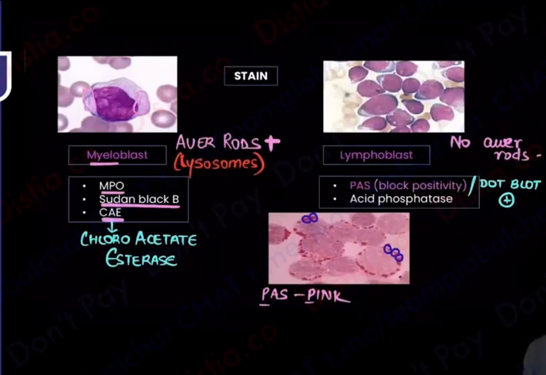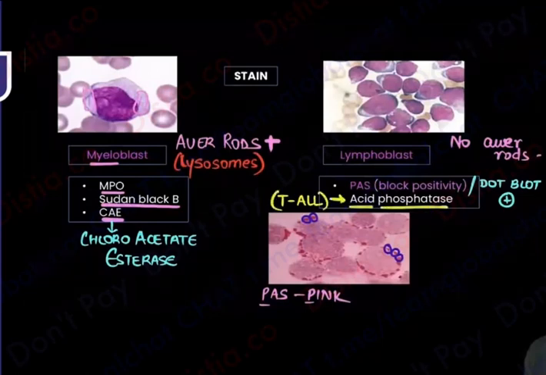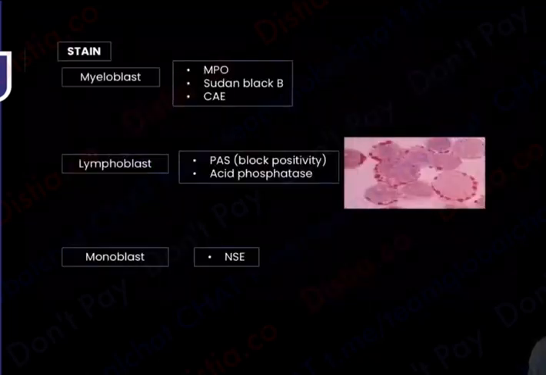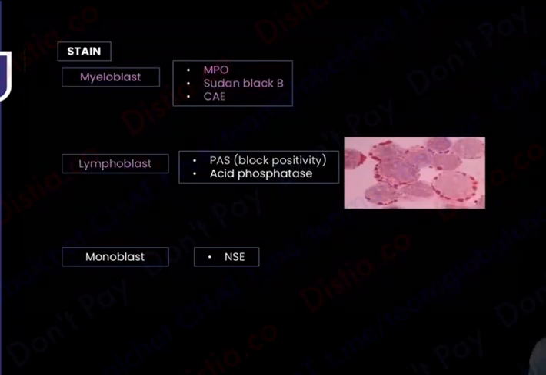But if you are only interested in looking at T leukemias, T lymphoblasts, you will use a stain called acid phosphatase. Acid phosphatase is only for the T lymphoblasts, not for the B lymphoblasts. So what have I studied up till now? Let's do a recap. Myeloblast was positive for myeloperoxidase, Sudan black B, and chloroacetate esterase. Lymphoblast is positive for PAS, which shows you a block positivity, as you can see over here. And for the T lymphoblasts, you had acid phosphatase.